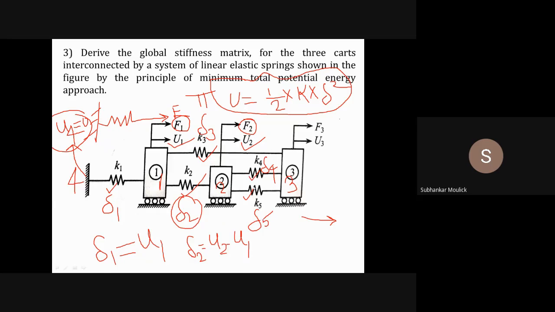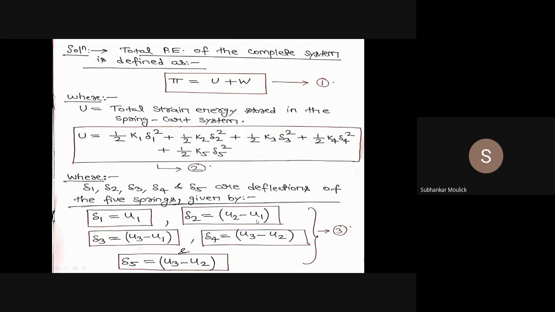Okay. So is this expression clear? Delta 2 is equal to U2 minus U1. Yes, sir.